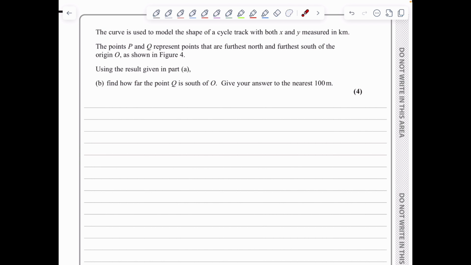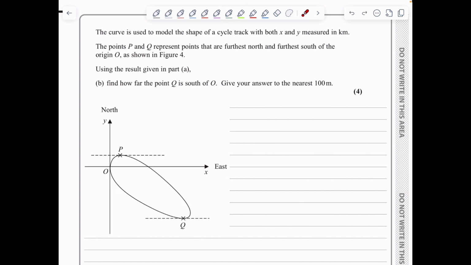Now the curve is used to model the shape of a cycle track with both x and y measured in kilometers. Points P and Q are representing points that are furthest north and furthest south of the origin, and we need to determine how far point Q is south of O, giving our answer to the nearest 100 meters. So this is the diagram we've been provided. What we've been asked to find is essentially the y coordinate of the point Q.